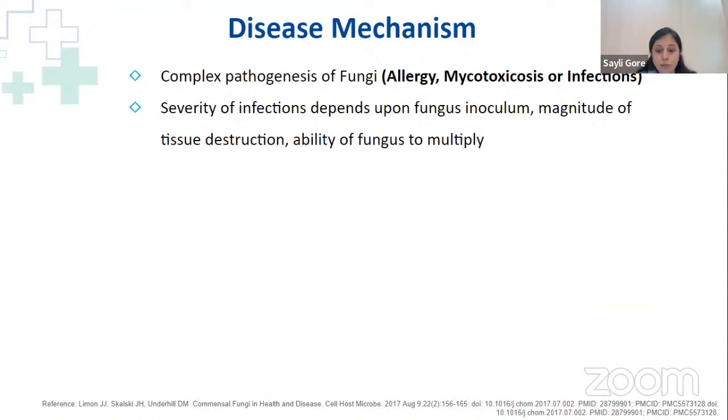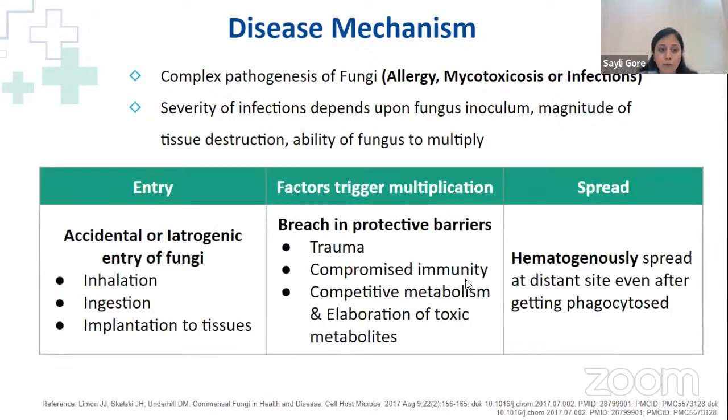Now for a disease to occur, there has to be an accidental or deliberate entry of fungi that happens through inhalation, ingestion, or implantation into the tissues. And once this happens, there is a breach in protective barriers because of trauma, compromised immunity, or even disturbed normal flora. And when the immunity is not able to eliminate the fungal pathogens, they spread hematogenously to different sites even after getting phagocytosed. That's how disseminated fungal infections happen.